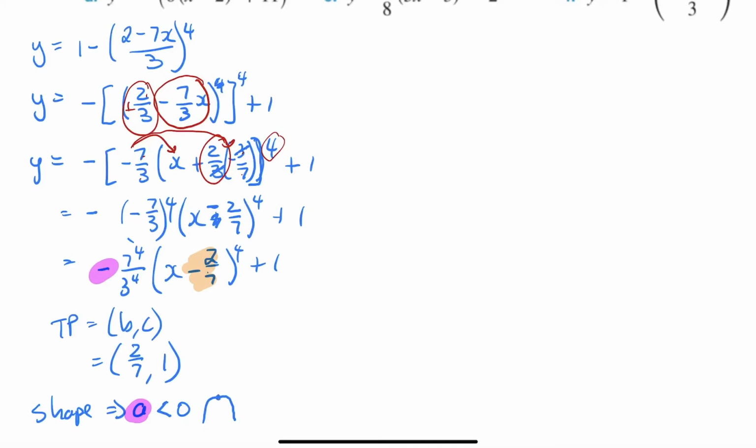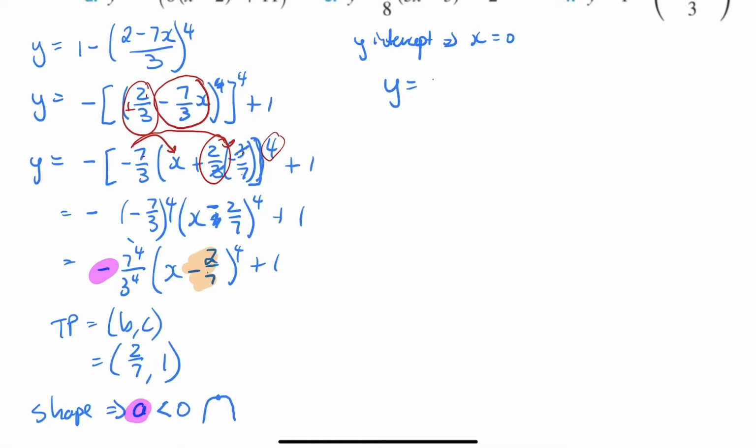So I know that my graph's going to look like that. What I want to find now is my y-intercept and my x-intercept. My y-intercept is where x equals 0. So if x equals 0, I'm going to have the following.